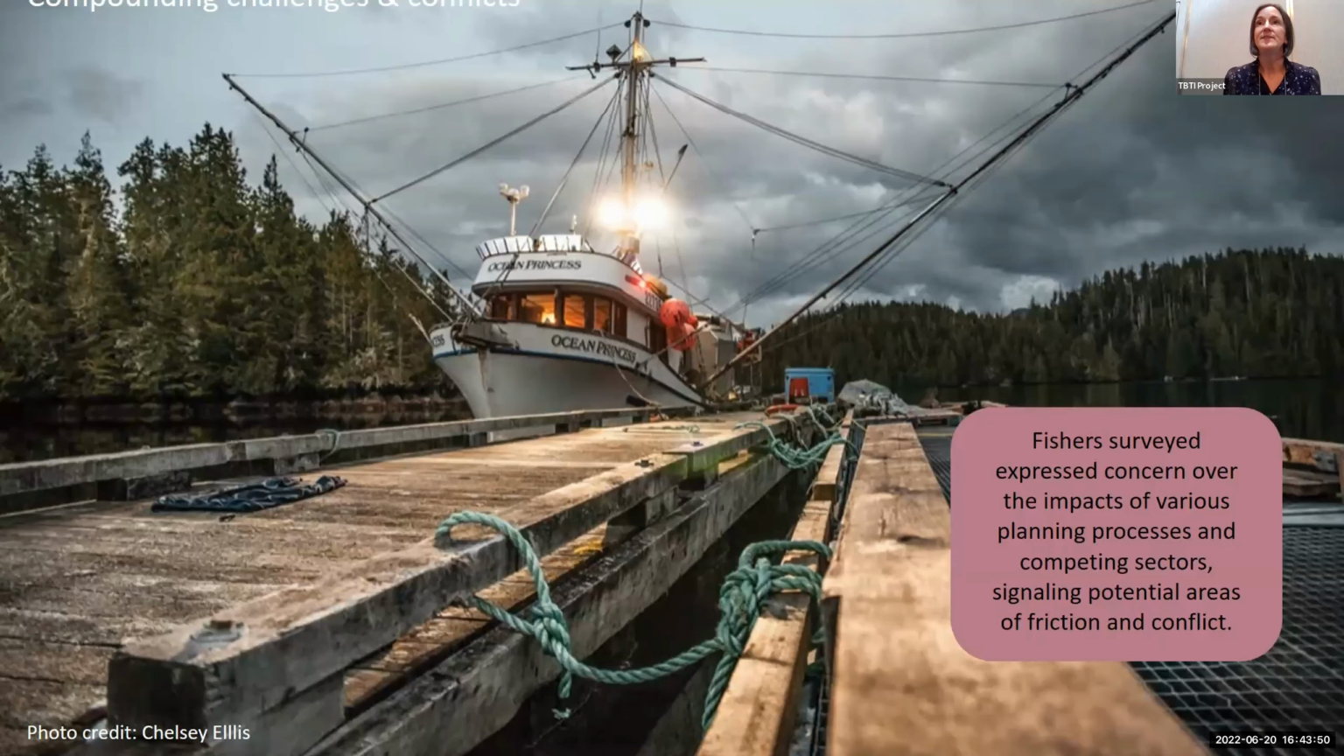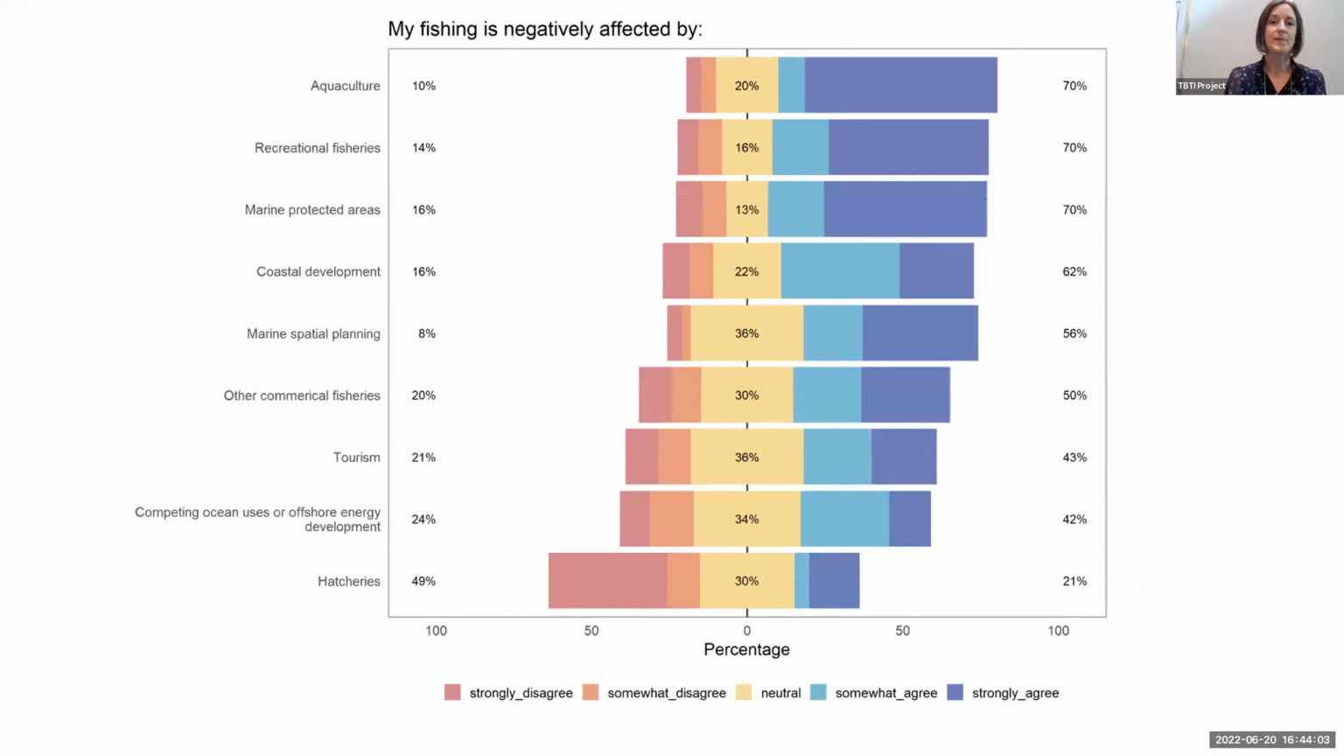So one of the other things that came out of this was that fishers surveyed expressed concern over the impacts of various planning processes and competing sectors, signaling potential areas for friction and conflict. And so we asked in the survey harvesters to list, going through this list of different sectors, which ones may negatively affect their fishing success.